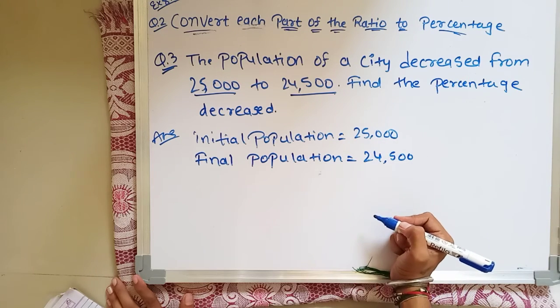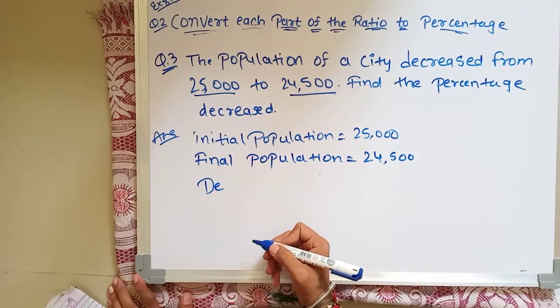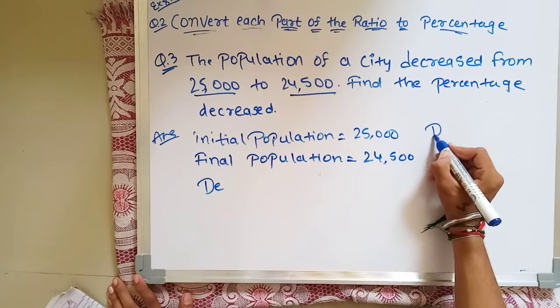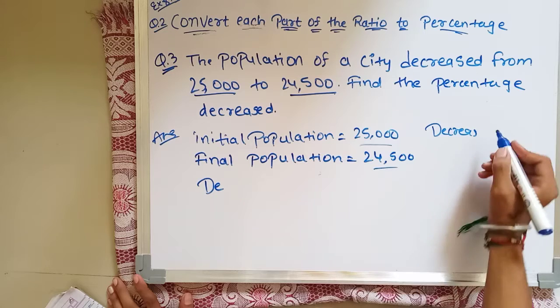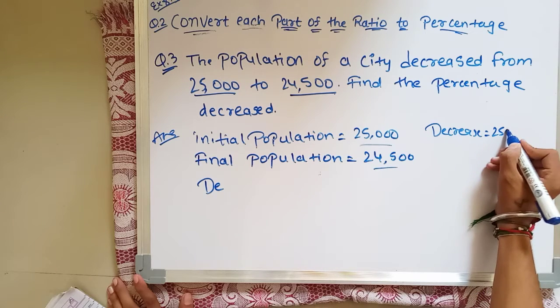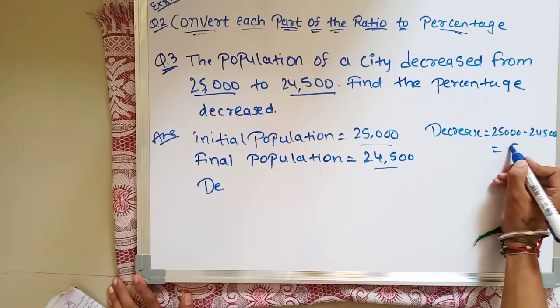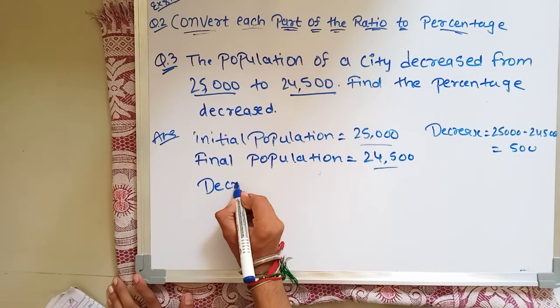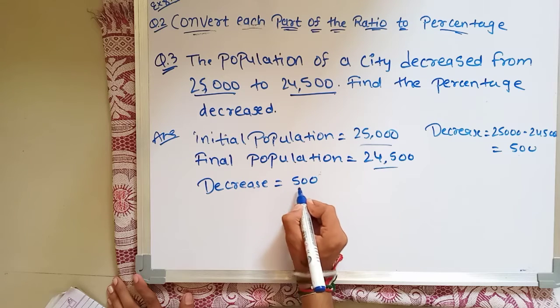So 500 people decreased. Okay, so how many people decreased? 500 people. How do you find the decrease? Initial population minus final population. Okay, means 25,000 minus 24,500, so the answer is 500. So the decrease in population is 500 people.